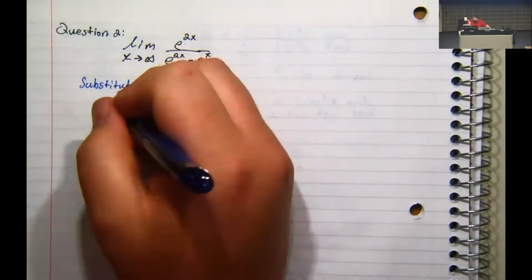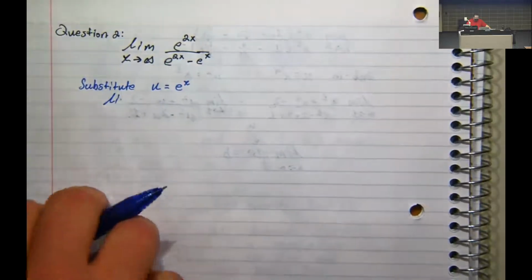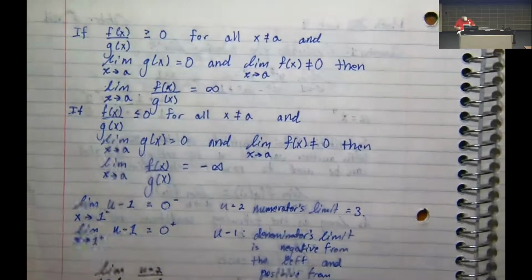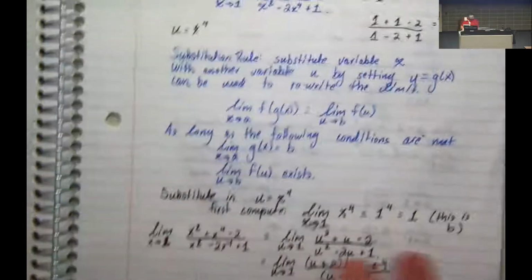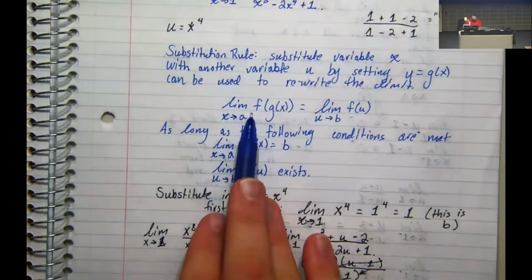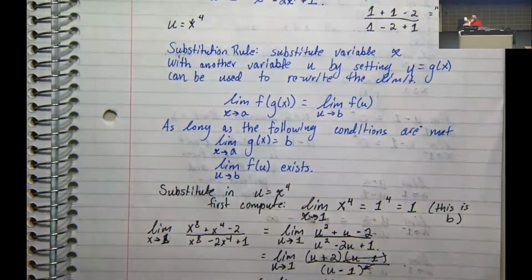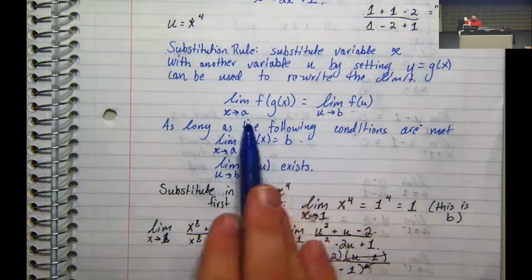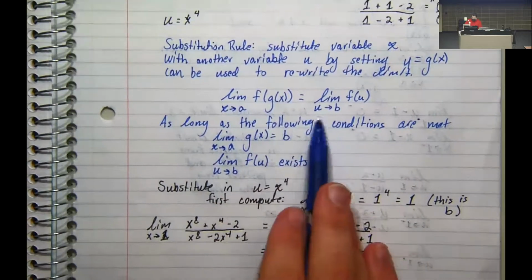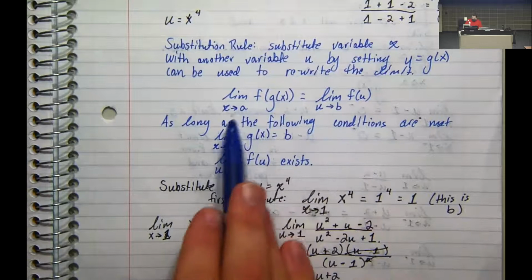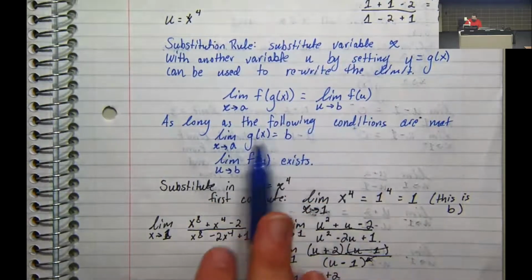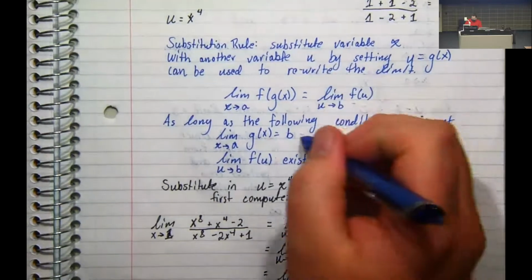So let's pull back up the substitution rule. When we have a function inside of it another function, we can replace it with u is equal to that function. And now we're changing the bounds from x goes to a to u goes to b. So we have to determine what that b value is. So we go ahead and do that.